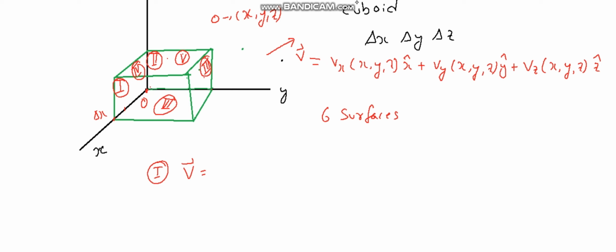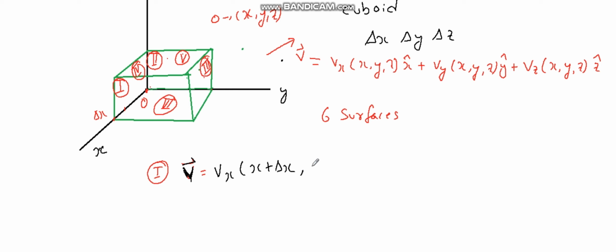Okay, let's go back to the black color once again. So we have to calculate the vector field v, right? So we're going to have this vx, and on that surface, obviously, we are going to have the value of x as x plus delta x, right? x plus delta x. What is the value of y over that?